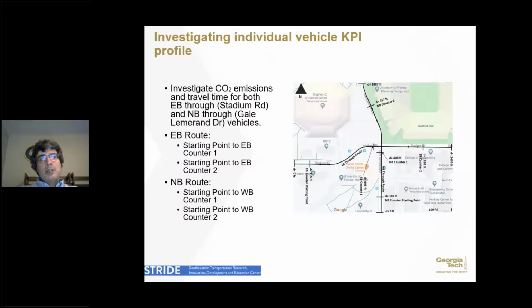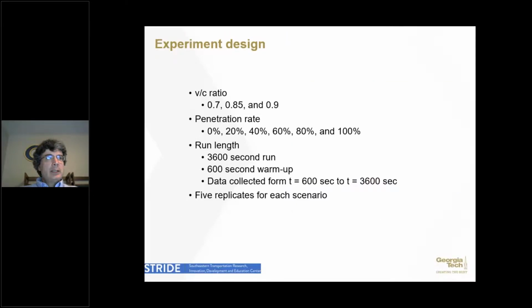For our example, I'm just going to show you a little bit of data. We're just going to look at the eastbound through route for brevity so we can get through this pretty quick. So go to the next slide. The experiment, right, there were different V over C ratios, 0.7 and 0.9 are the ones I'm going to show. We looked at penetration rates, 0 to 100 based on 20%. Hour-long run, 600-second warm-up, 5 replications. Go to the next slide.